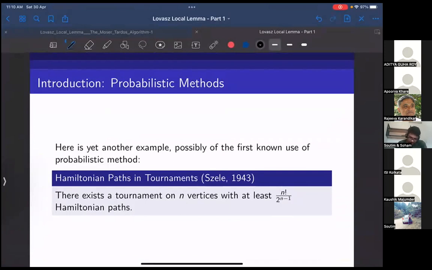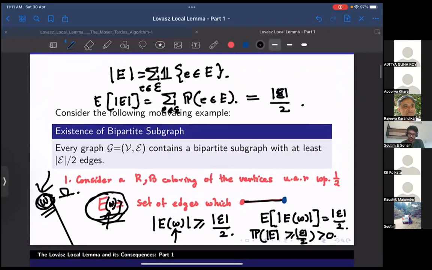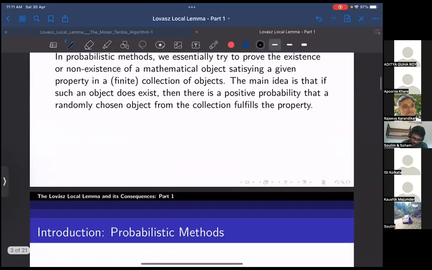Okay, so here is another example. This is possibly the first known use of the probabilistic method. It was shown by Szele in 1943 regarding Hamiltonian paths in tournaments. Note the key point here, that whatever proof I've given you is existential. I have not explicitly given you an omega from the sample space, or constructed that subgraph for you anywhere. I've just shown its existence. So these methods are existential by nature.